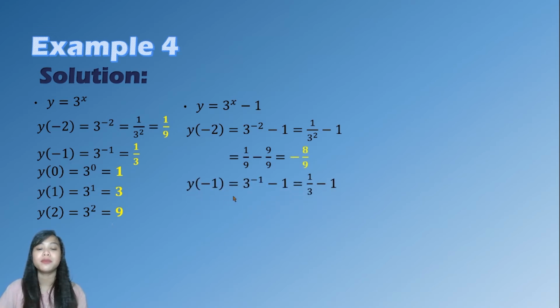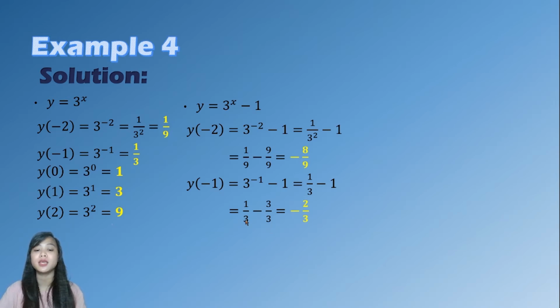So next, for y of negative 1, we have equals to 3 raised to negative 1, then minus 1, equals to 1 over 3. So 1 over 3 raised to 1, just 1 over 3, then minus 1. So this expression has an LCD of 3. So we have 1 over 3 minus 3 over 3. So 3 over 3 is just the same as 1. So 3 divided by 3, that is equals to 1.